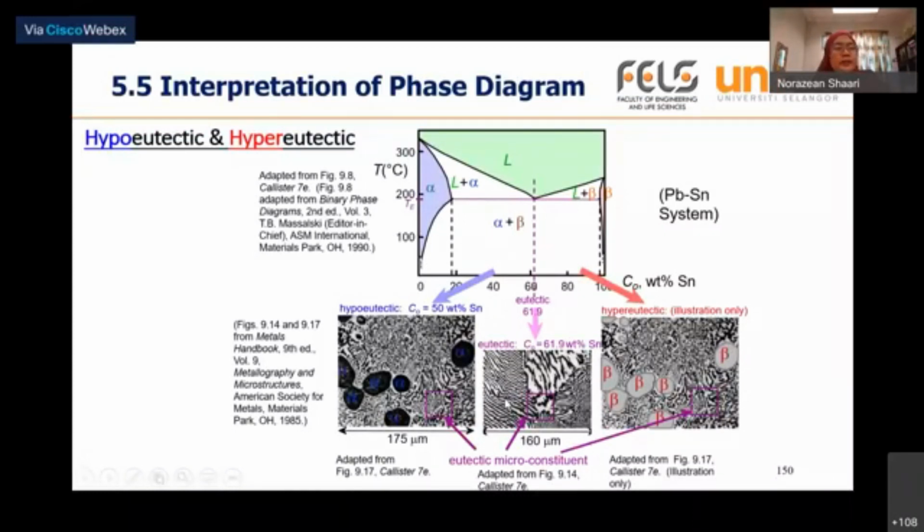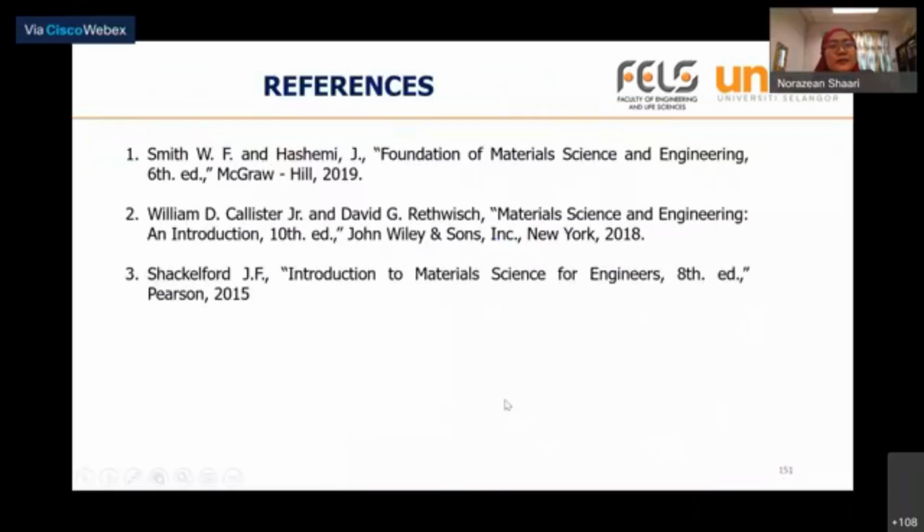Alright, so I managed to finish by 4, nearly 4. So ini adalah textbook lah untuk nota-nota saya. Kebanyakannya adalah daripada William Smith ni, Foundations of Material Science, dan juga William D. Callister, Material Science, dan juga ada sedikit daripada Shackelford ni, Introductions to Material Science for Engineer.